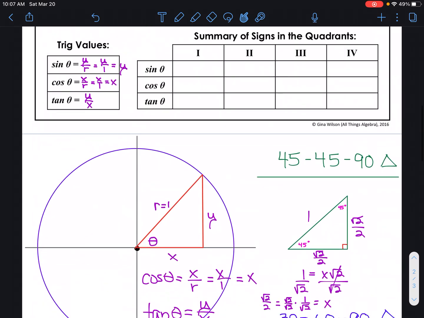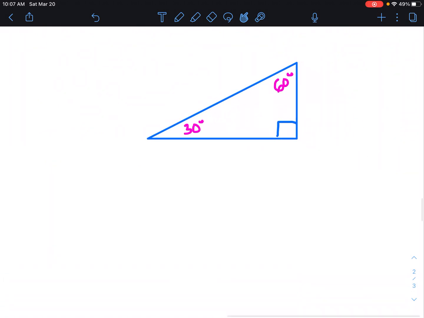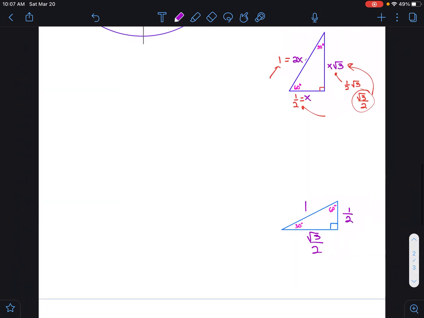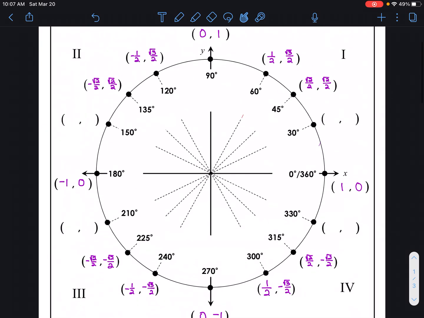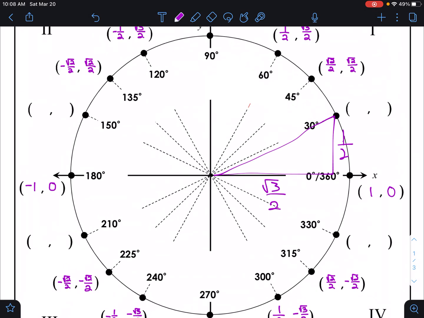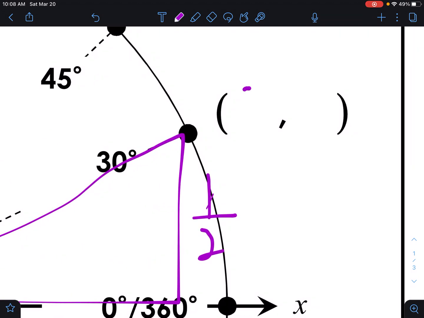Now 30 degrees, if I tip it on its side so it's like this, right? What is this going to look like? Well, really, this short leg is half, right here. The hypotenuse here is 1. You know that. And then this is square root of 3 over 2. So now, if I think about that, this is a half, and this is square root of 3 over 2. Okay, so now that means my x value this time is square root of 3 over 2. And this is a half.